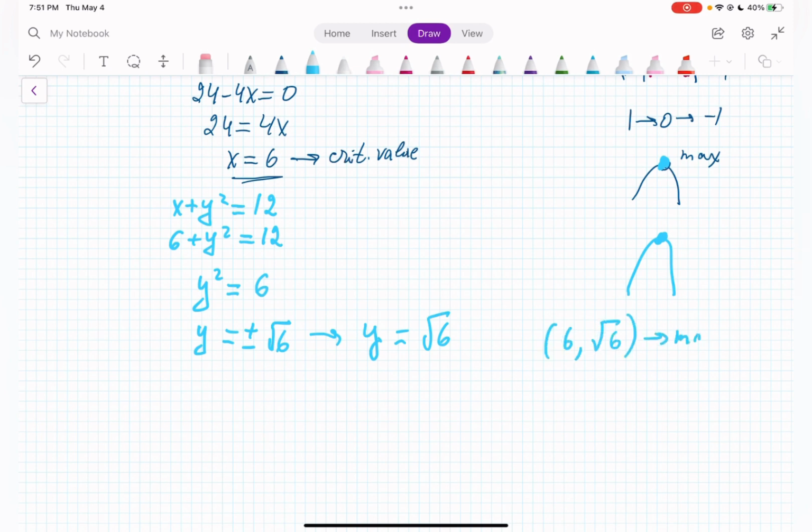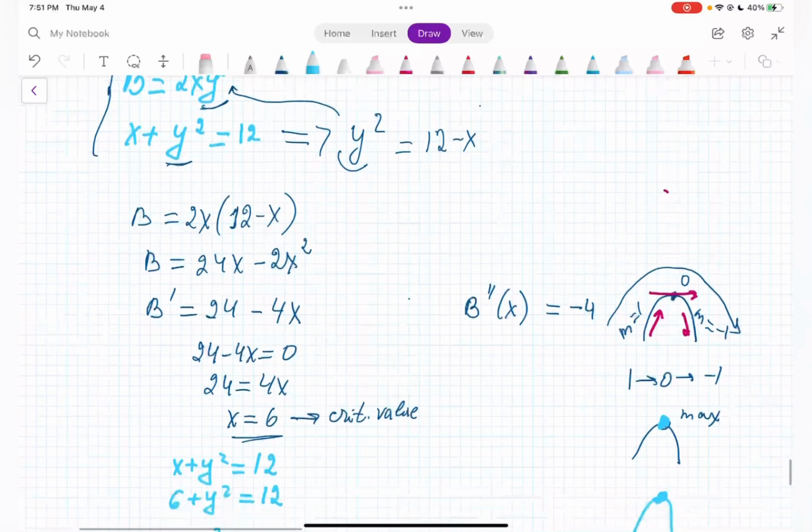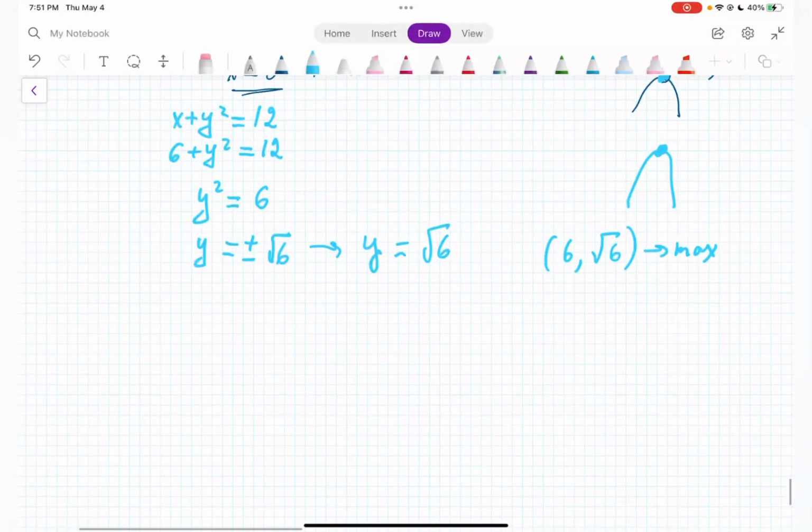This is our max. And to find the maximum product, what was our case? b is equal to 2xy squared. Since we have y squared equals 6, we just put 2 times our x, which is 6, and y squared, which is also 6. 12 times 6 is 72, right?